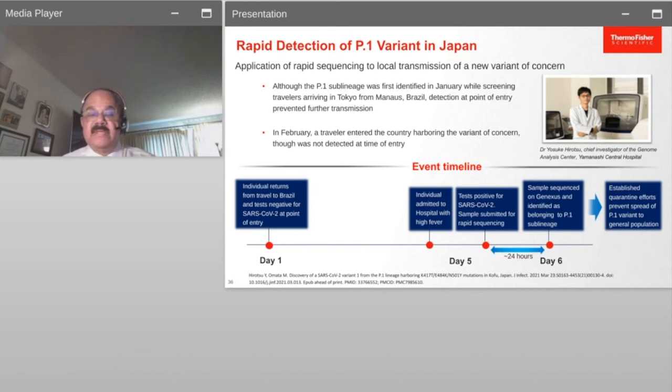So this is just one example of how the variant sequencing methods and the genotyping methods can be used to contain the spread of variants in the pandemic.